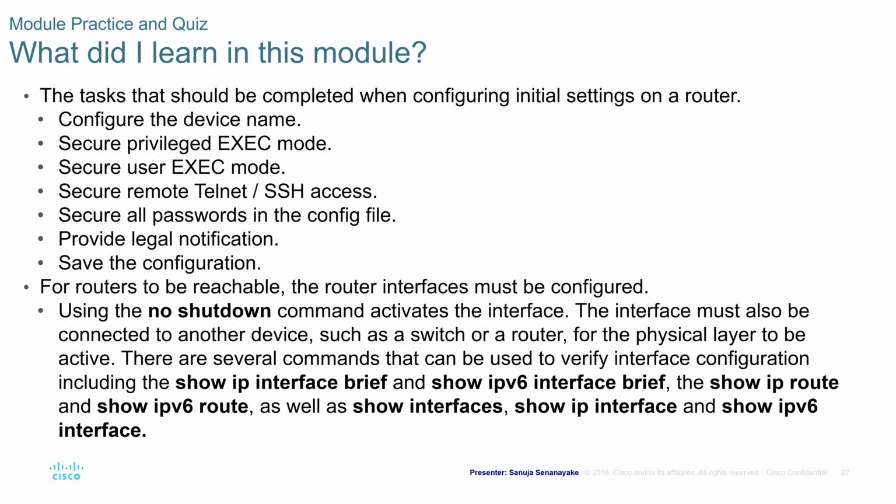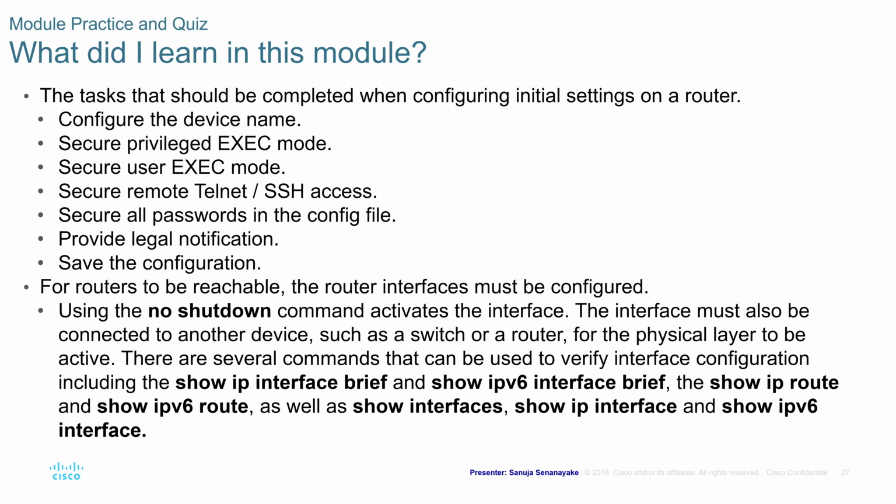So we covered the tasks that should be completed when configuring initial settings on a Cisco router. We learned how to configure the device name, secure the privileged executive mode, secure the user executive mode, secure remote Telnet and SSH access, secure all passwords in the config file, provide legal notification, and save those configurations to your Cisco router or switch.